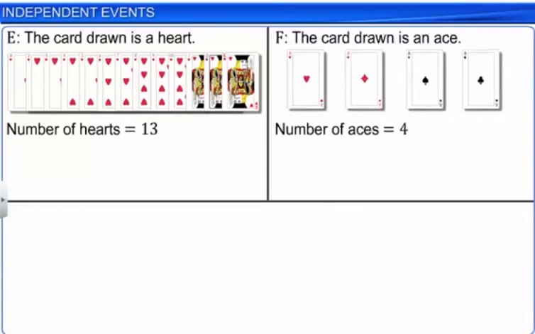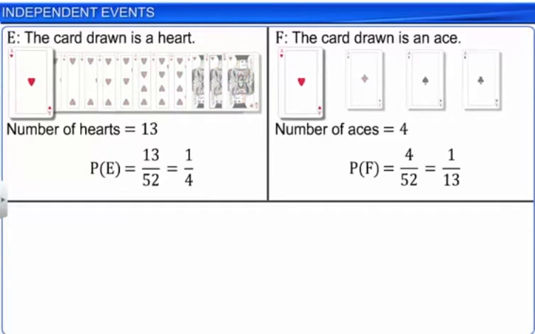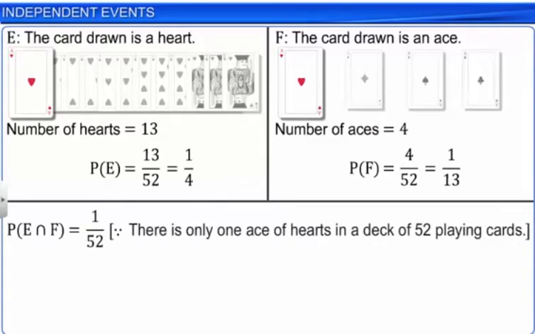Therefore, the probability of event E is 13 divided by 52, or 1/4. Similarly, the probability of event F is 4 divided by 52, or 1 divided by 13. Now, there is one card that is common to both the events. So, E intersection F is the card, and it is the ace of hearts. And since there is only one ace of hearts in a deck of 52 playing cards, the probability of event E intersection F is 1 divided by 52.